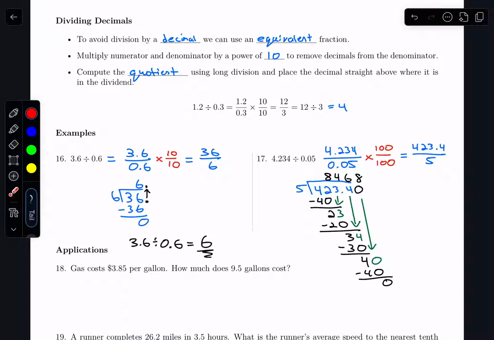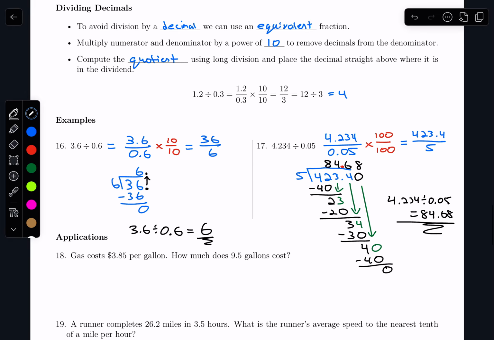So right here in the dividend, we have the decimal between the 3 and the 4. It's going to go straight up and go between the 4 and the 6. So it's very important that you write neatly and right above previous statements. That way you know where that decimal point is going to go. So we can then go ahead and conclude here that 4.234 divided by 0.05 is equal to 84.68, or 84 and 68 hundredths. All right, now let's do a couple applications.